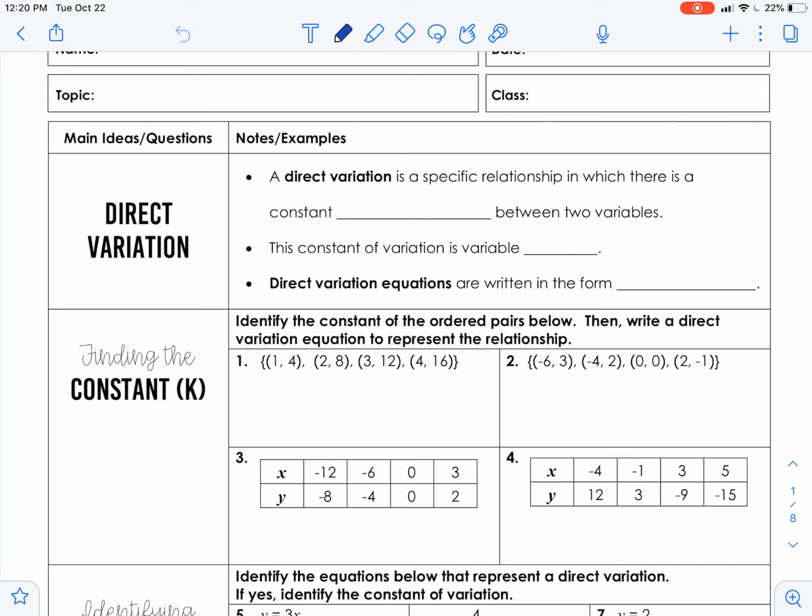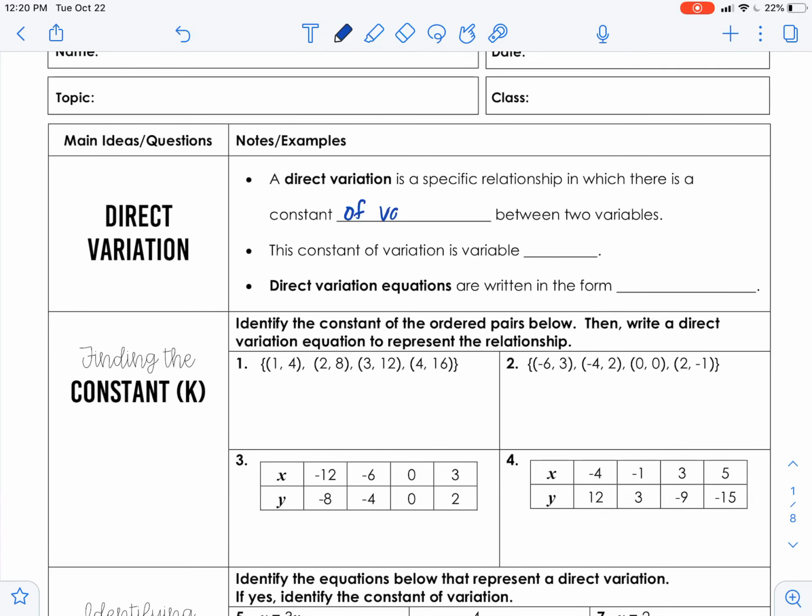So a direct variation is a specific relationship in which there is a constant we call a variation between two variables. This constant of variation, we use the letter K to represent it. And so our equation is y equals kx, okay? One of the things about a direct variation is how you're going to tell whether it is one: if your x gets bigger, then your y has to also get bigger. They're going to do exactly the same thing. If your x gets smaller, then your y would also have to get smaller.